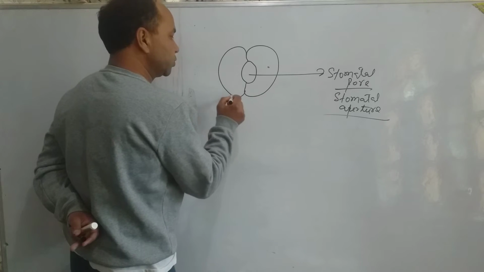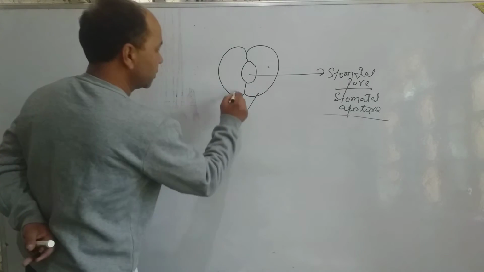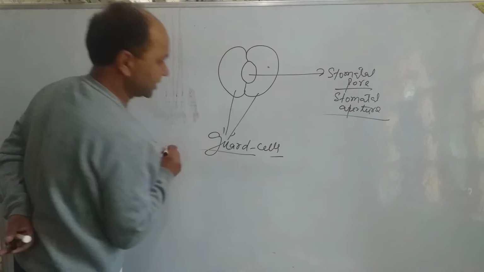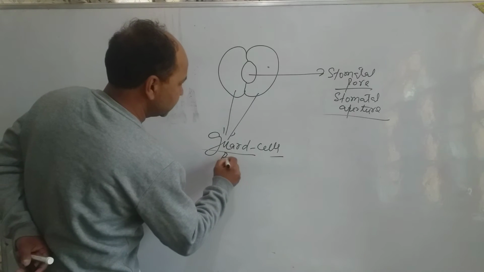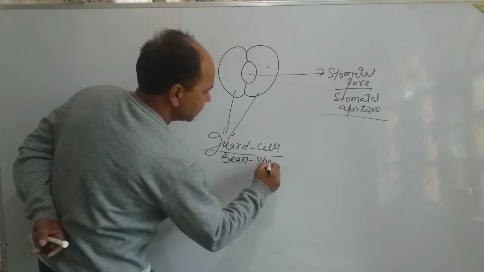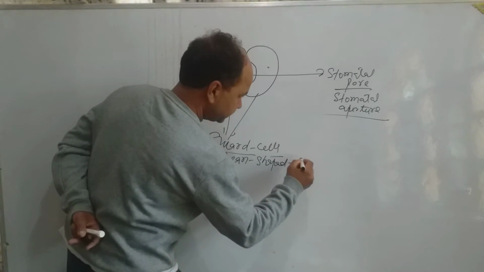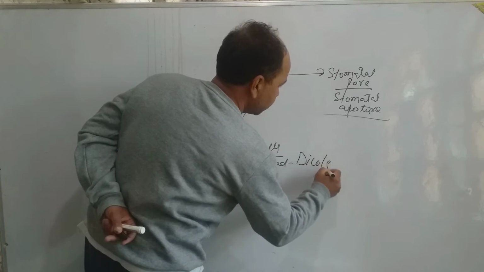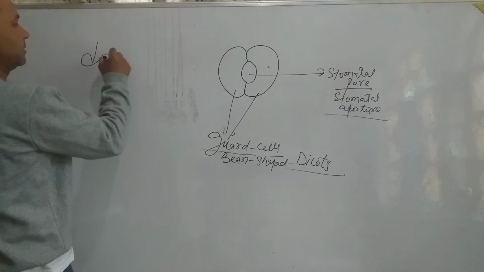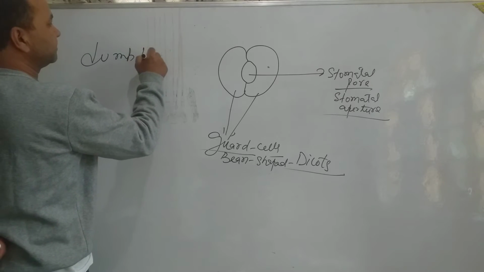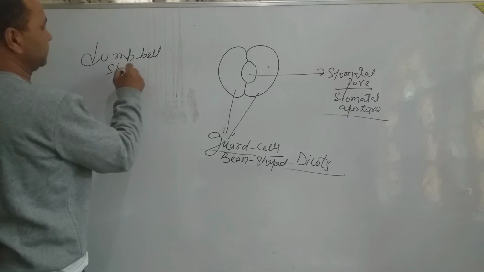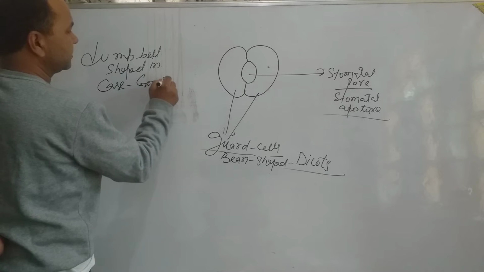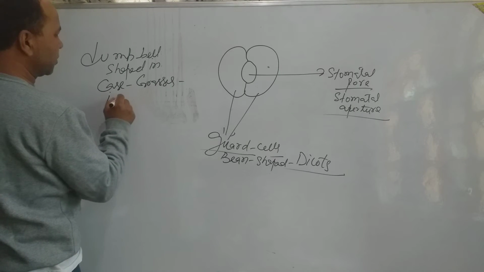It is guarded by these two important cells. These two cells are known as guard cells. These guard cells are usually, you will see, bean shaped or kidney shaped in the dicots, but these are dumbbell shaped in case of grasses, that is monocots.